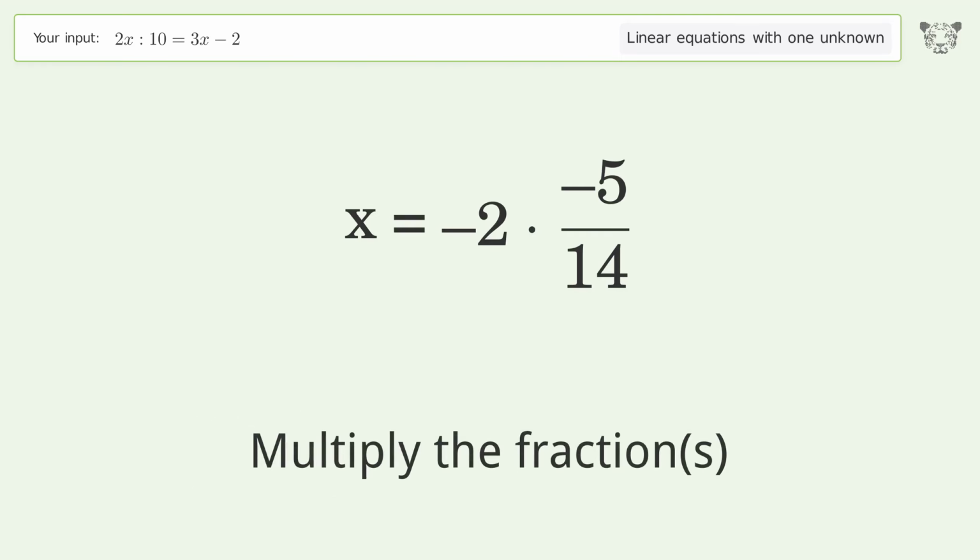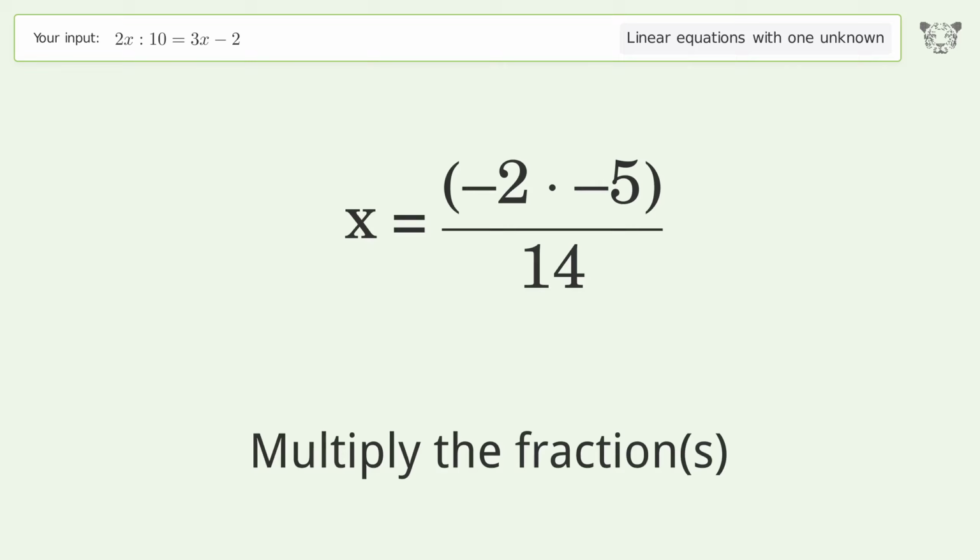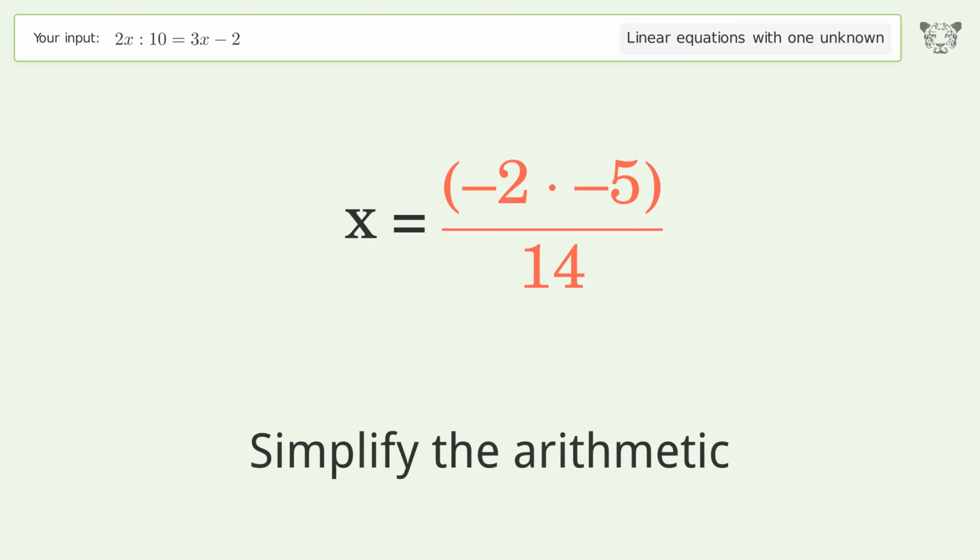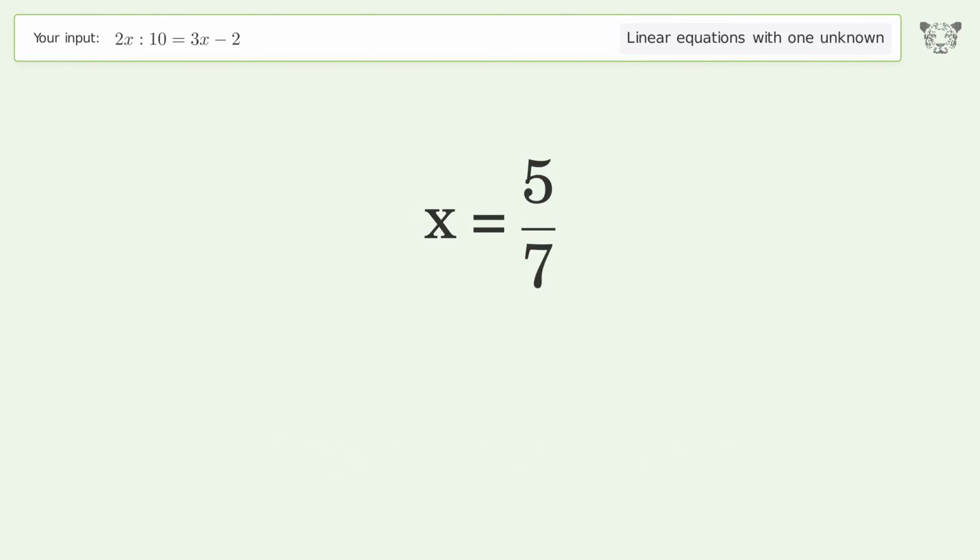Multiply the fractions. Simplify the arithmetic. And so the final result is x equals 5/7.